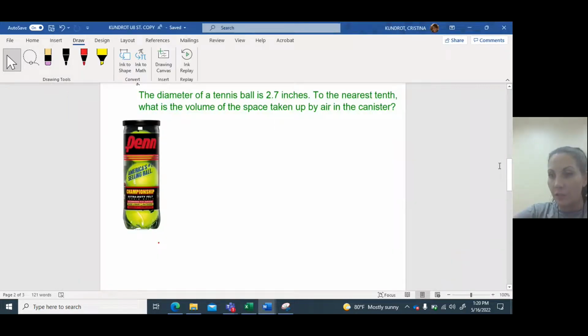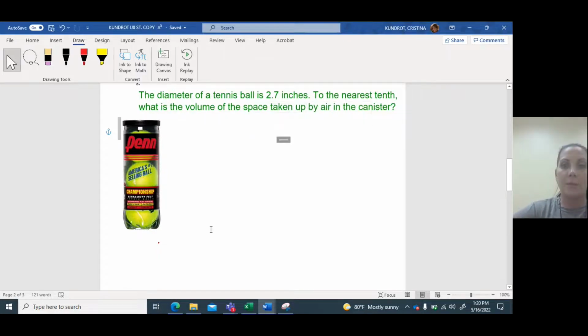We are going to do one of my favorite problems. All right, the diameter of a tennis ball is 2.7 inches. To the nearest tenth, what is the volume of the space taken up by air in the canister?